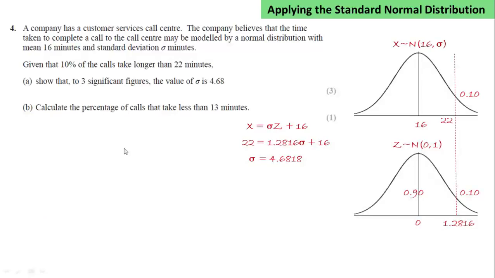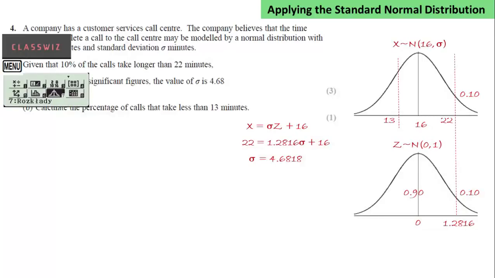Okay, now it says calculate the percentage of calls that take less than 13 minutes, I apologise. So I draw on the line, it's before the mean. I draw this line here, and now I'm going to use my calculator again. I go to ClassWiz, I choose distributions, that's option 7. Now I'm going to choose the ordinary normal distribution, which is option 2.